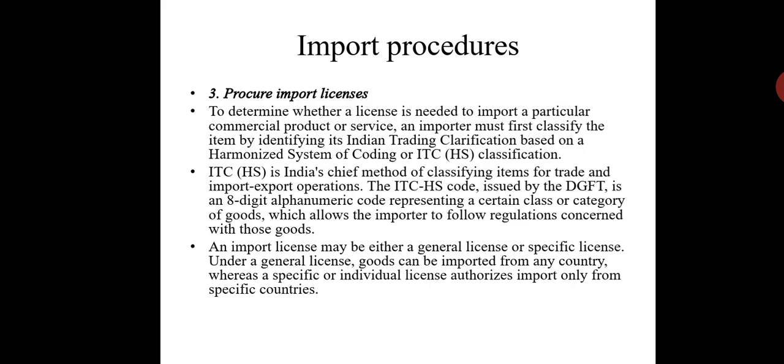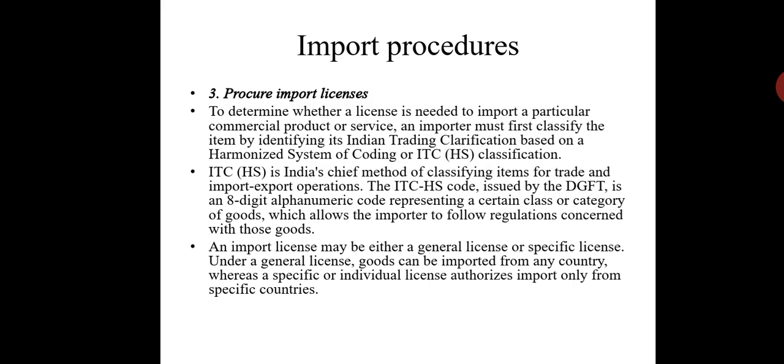Next is procuring import licenses. To determine whether a license is needed to import a particular commercial product or service, an importer must first classify the item by identifying its Indian Trade Classification based on the Harmonized System of Coding, or ITC-HS classification. In India, goods are classified under the Indian Trade Classification.